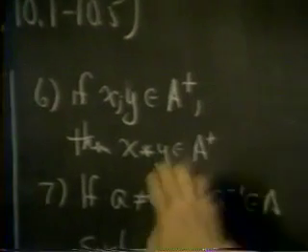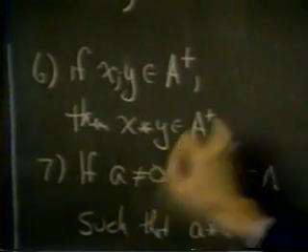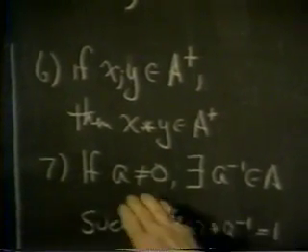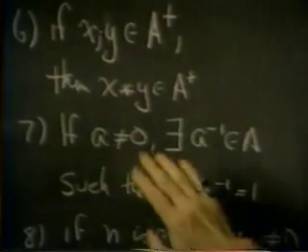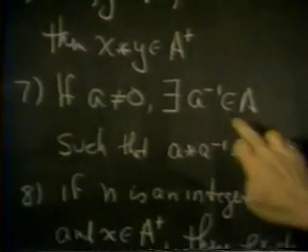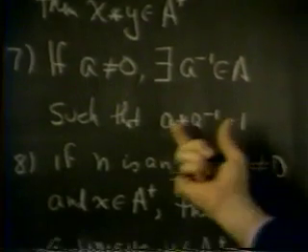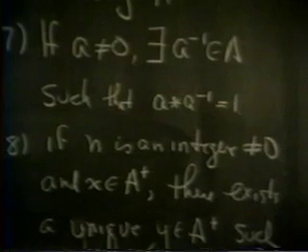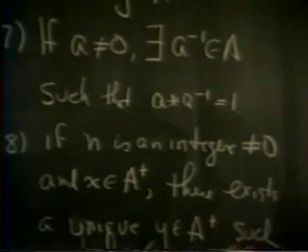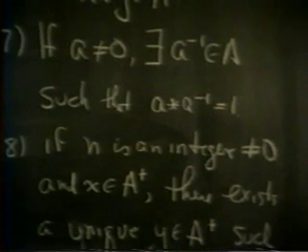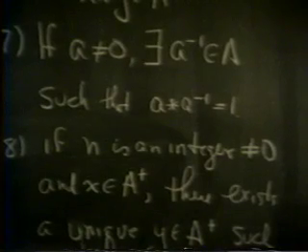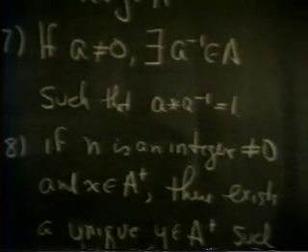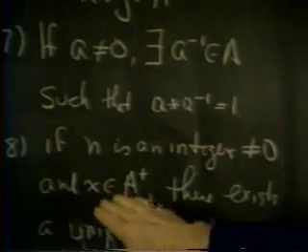Six, if we have two positive quantities, their composition is also positive. Seven, for any non-zero element, there is an inverse element such that the product of those two dimensions is dimensionless. So for any dimension, we have the inverse of that dimension. For example, if you have mass, then you have the inverse of mass as a dimension in the structure.